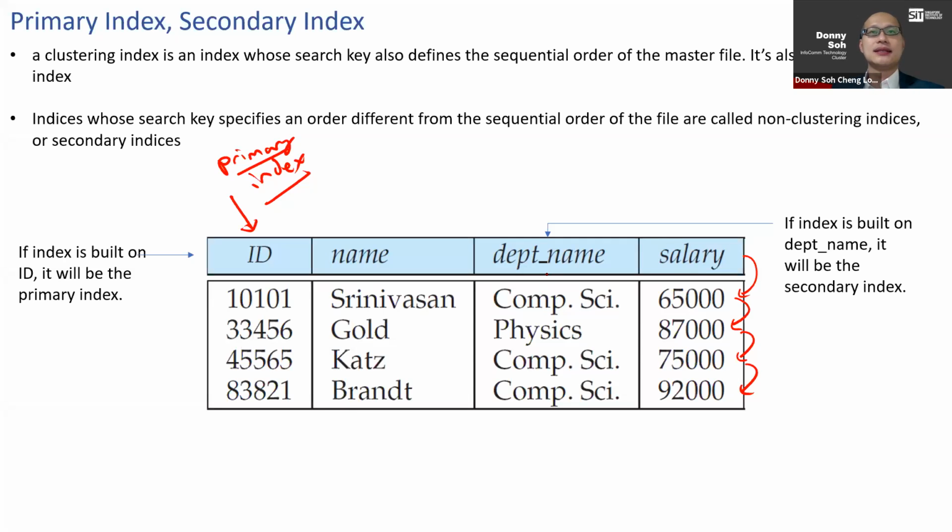Okay, let's look at this scenario. If I were to build an index on this, it will be a secondary index because it is not stored in a sequential order.